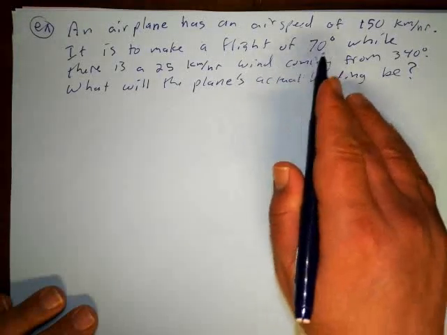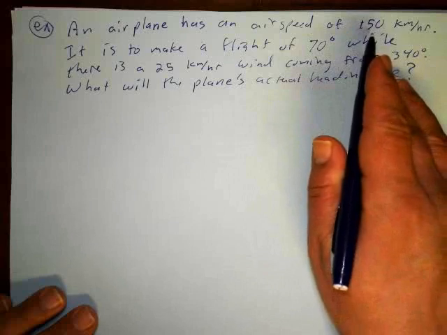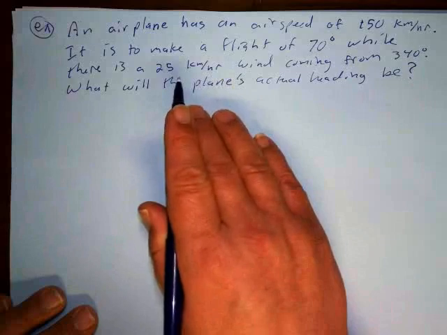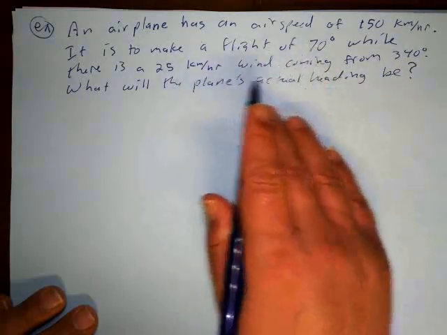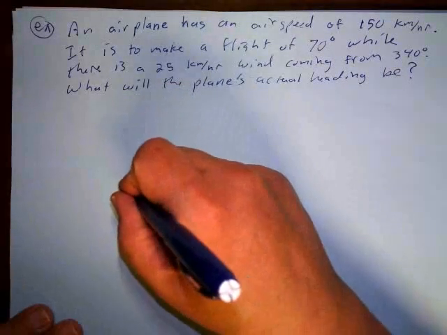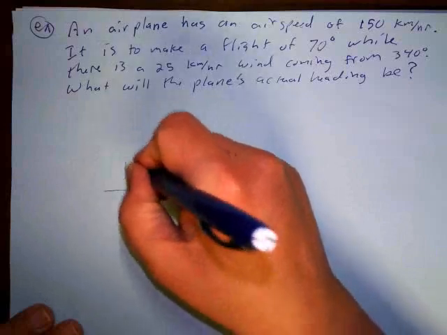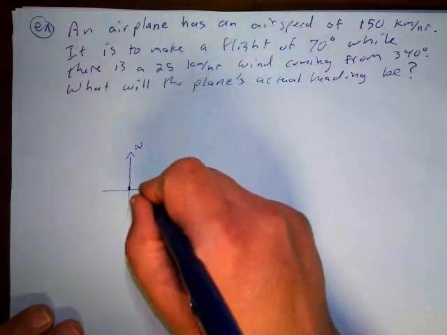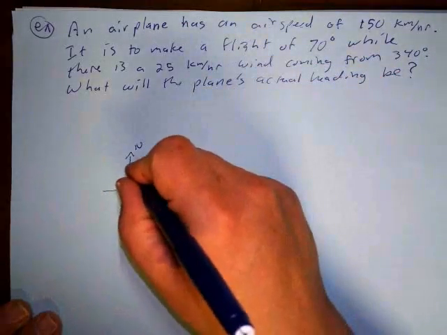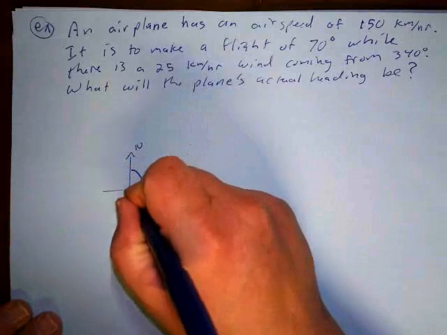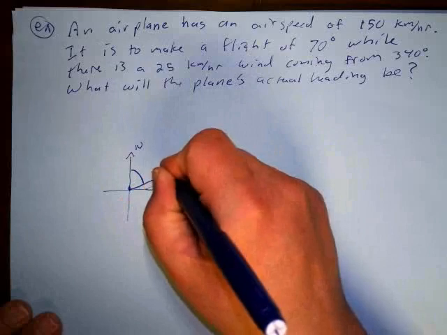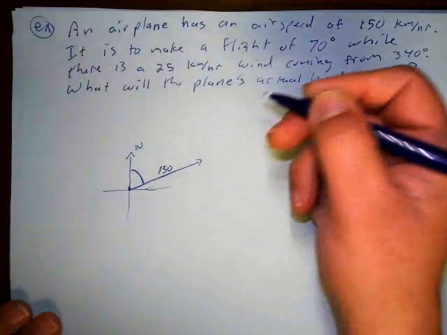So it's basically taking this 70 degree, 150 kilometer vector and adding it to this one with the bearing of 340 degrees, 25 kilometers per hour. Okay, so I'm going to do my little compass here. This is north. And so 70 degrees, it's going to measure down from here like this. And this is 150 kilometers per hour.